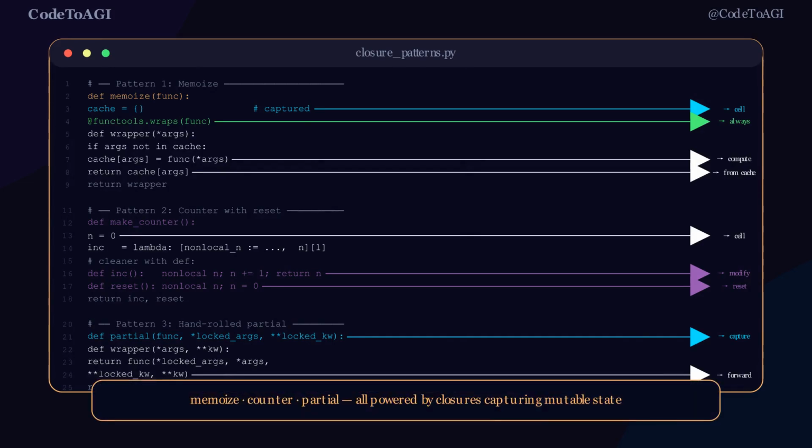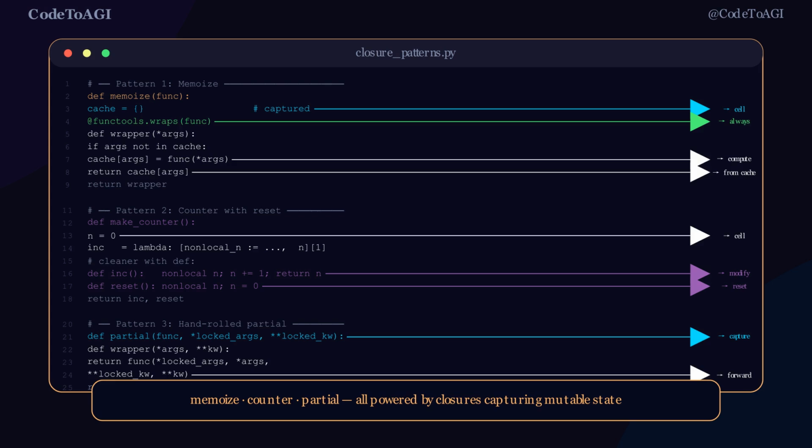Pattern 2, counter with reset. We use nonlocal to maintain the counter across calls. We return a tuple of 2 functions, increment and reset. Both share the same count cell. Calling increment adds 1. Calling reset zeros it. This is the publisher-subscriber pattern in miniature.